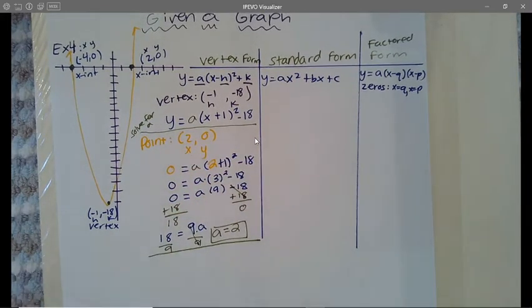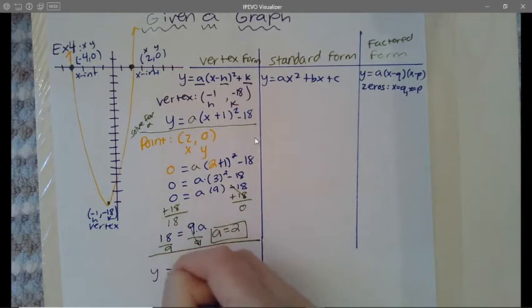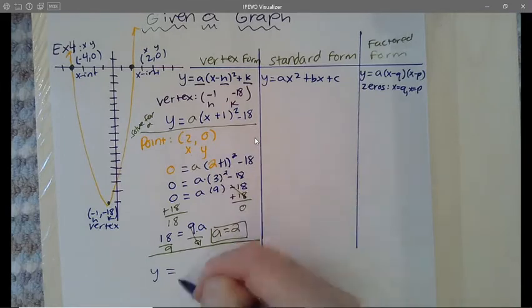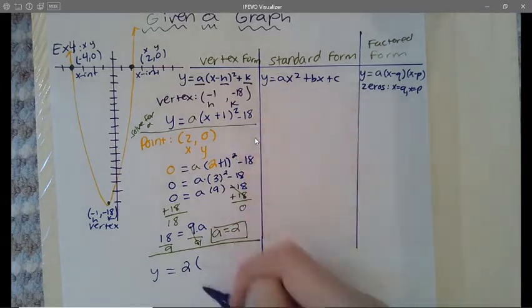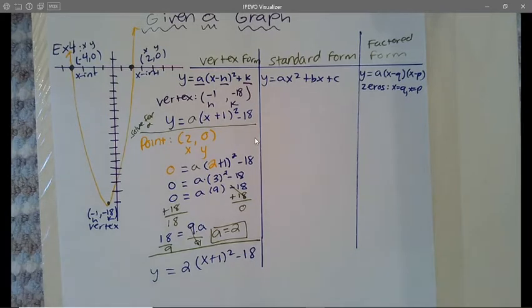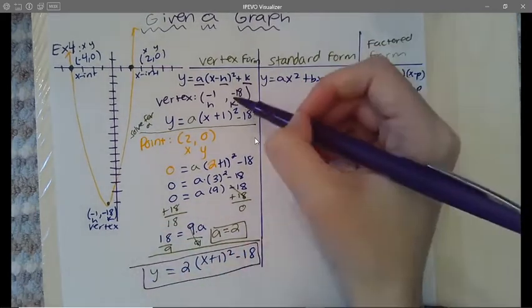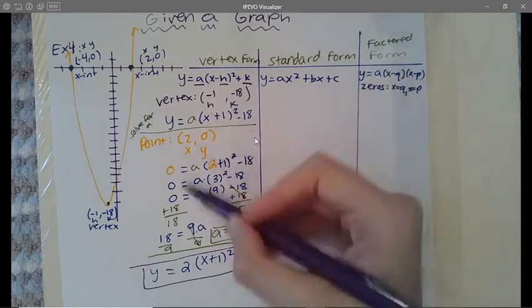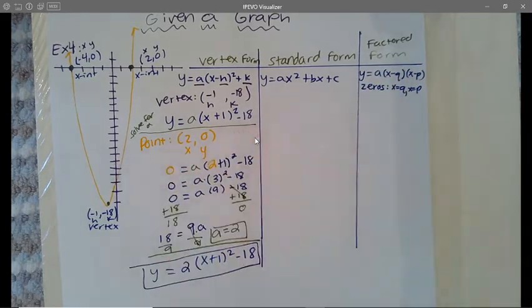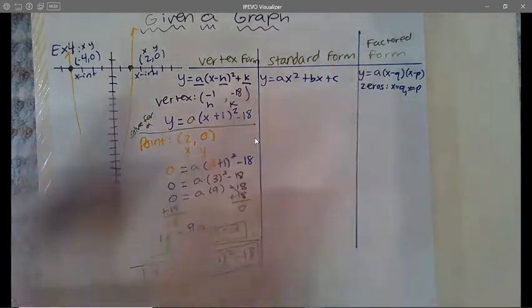So now vertex form, I could extend this. My vertex form is y equals a, which is 2, times the rest of it, x plus 1 squared minus 18. And guess what, you guys? That's how you find vertex form. So you get the vertex point, and then you have to solve for a by using a point on your graph. Okay, so from here on out, everything's going to be very straightforward to find the other forms.